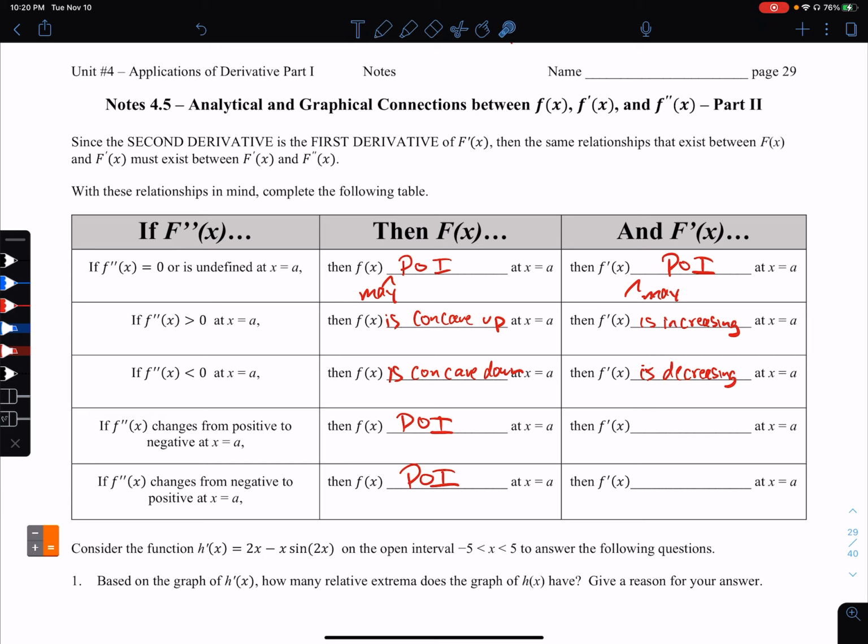And if f double prime changes from positive to negative, that means f prime is going to have a relative maximum. And here, if f double prime changes from negative to positive, then f prime is going to have, I'm sorry, I said minimum before. The first one is a relative maximum. My apologies. This one's going to be a relative minimum.